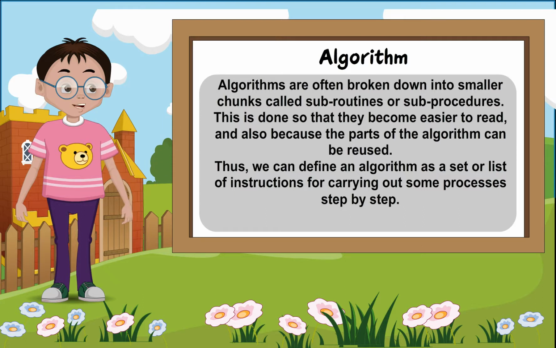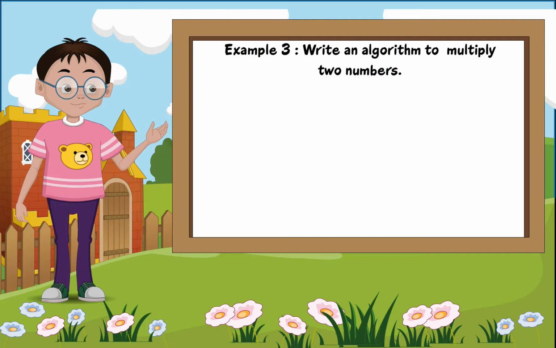Algorithms are often broken down into smaller chunks called subroutines or sub-procedures. This is done so that they become easier to read and also because the parts of the algorithm can be reused. Thus, we can define an algorithm as a set or list of instructions for carrying out some process step by step. Example 3. Write an algorithm to multiply two numbers.